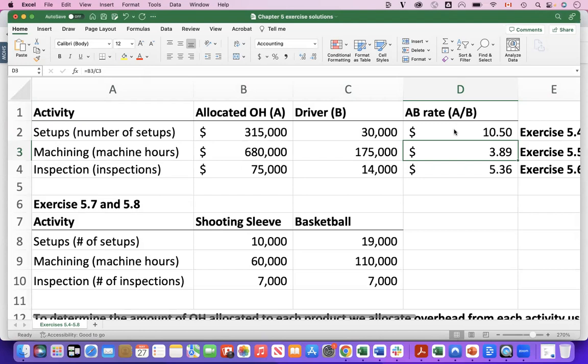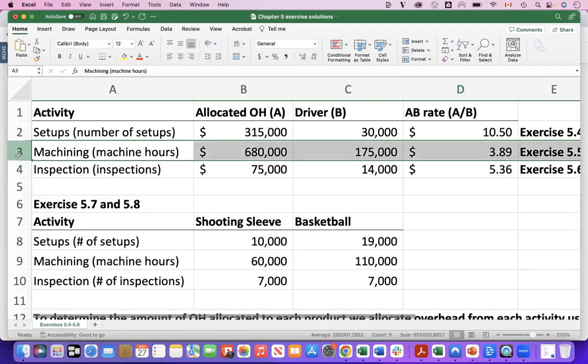So what does that number actually mean? Well, if I'm producing a product and the assumption is every time I have to do a manufacturing setup for the production run, I'm incurring $10.50 in setups overhead. So therefore, I'm going to allocate $10.50 in overhead to that product line. And you'll see how we apply these here in exercises 5.7 and 5.8.